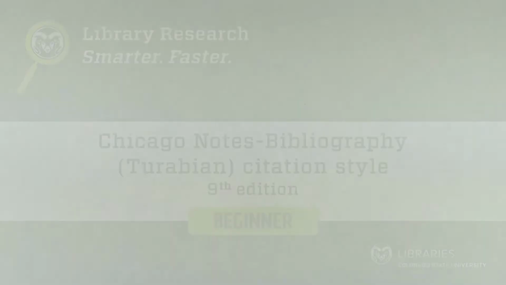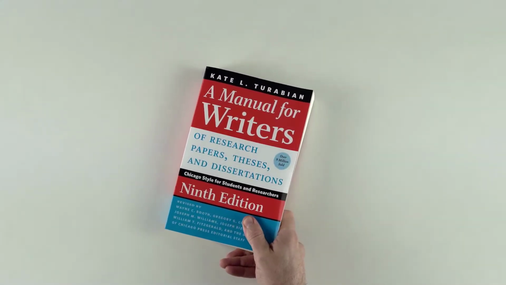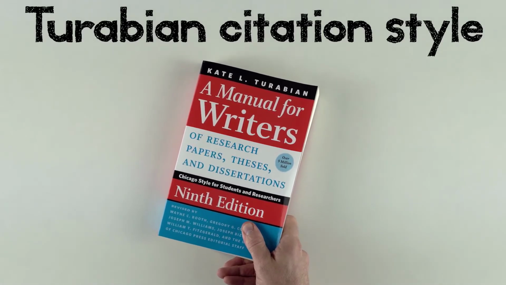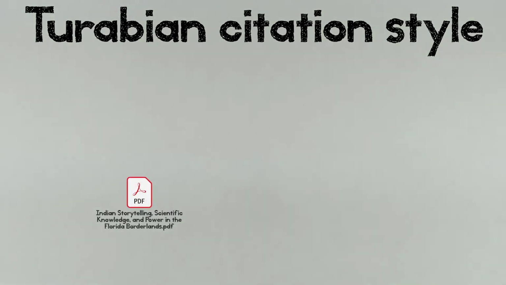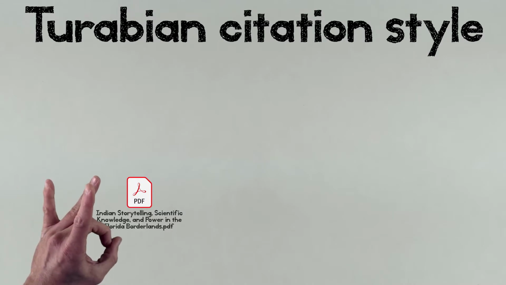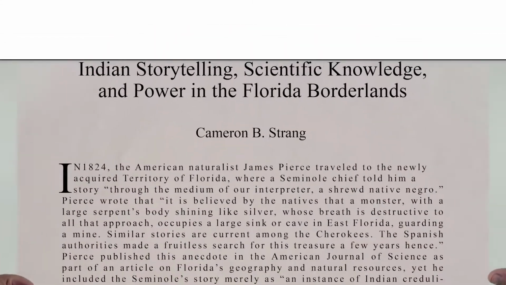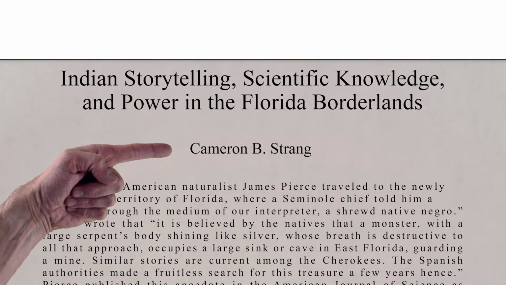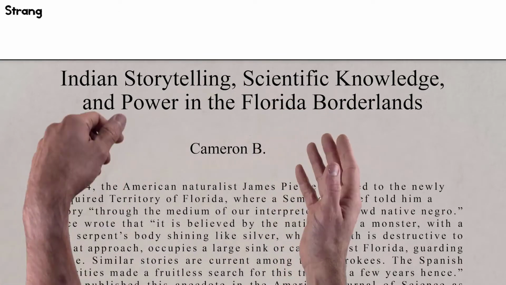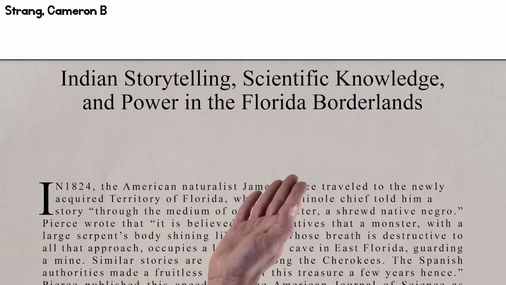I'm going to walk you through citing an article from one of CSU Libraries' databases according to Turabian 9th edition citation style. This will go pretty fast because the point of this video is to give you a quick overview of the citation process. We start with the author, which we indicate like so: Strang, comma, Cameron B.